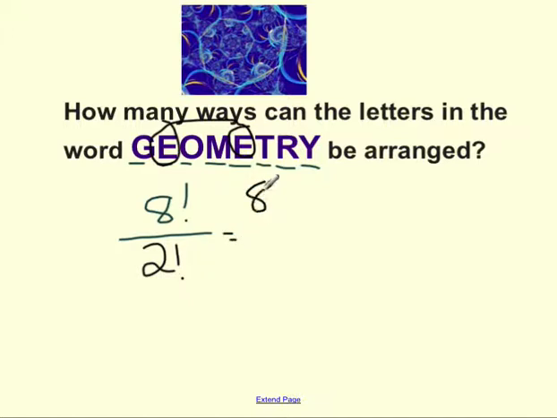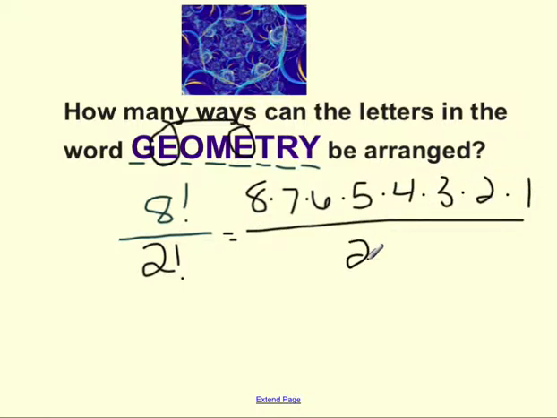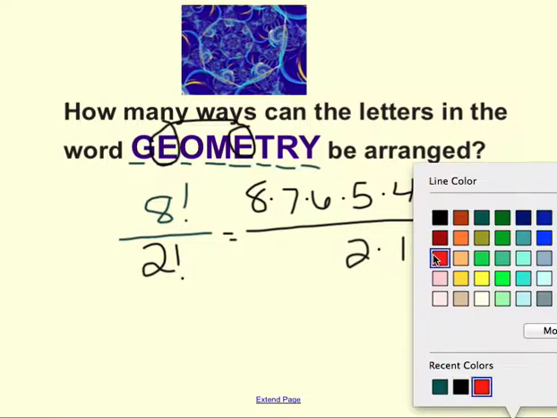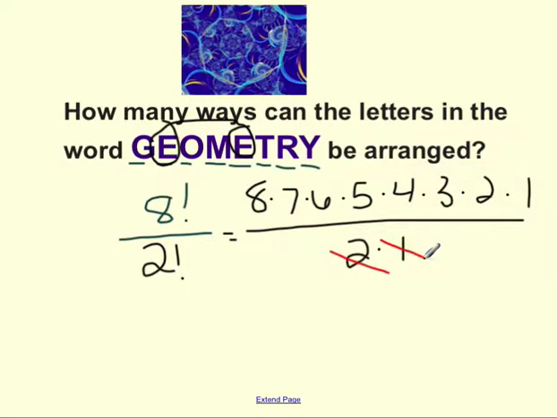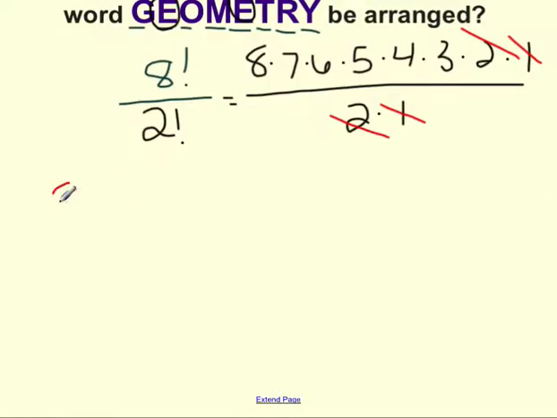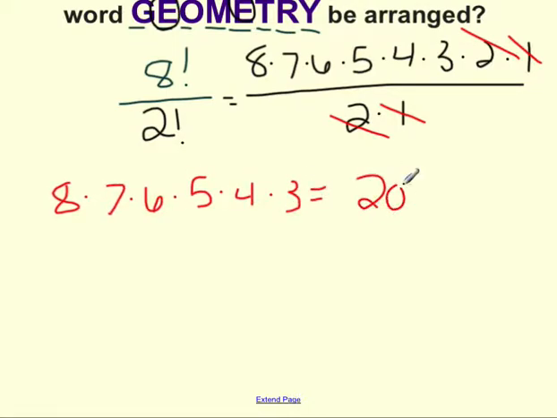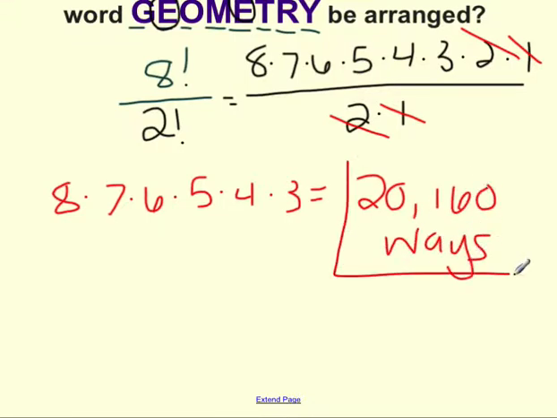So let's go ahead and divide that out. Then I have 8 times 7 times 6 times 5 times 4 times 3 times 2 times 1 divided by 2 factorial, which is 2 times 1. So what I'm going to do is cross off my overlapping. So 2 and 1 are overlapping, so I'm going to get rid of them. Then to solve this problem, all I have to do is 8 times 7 times 6 times 5 times 4 times 3. And when you do that, you get 20,160 ways.